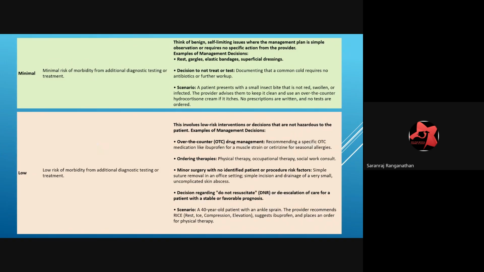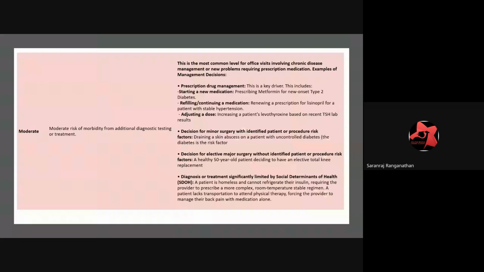Then next is the moderate level. In the moderate level, we have prescription drug management, like refilling, starting a new drug, adjusting the drug, decision for minor surgery, and decision for elective major surgery. So for minor surgery with identified patient or procedure risk, see here, the patient has uncontrolled diabetes, and still they are doing the skin abscess procedure. That is what comes under it.